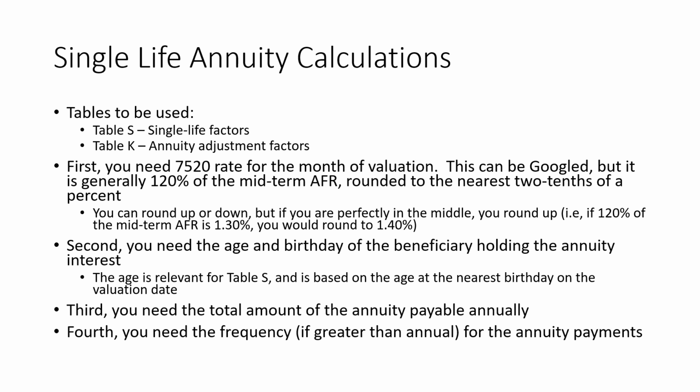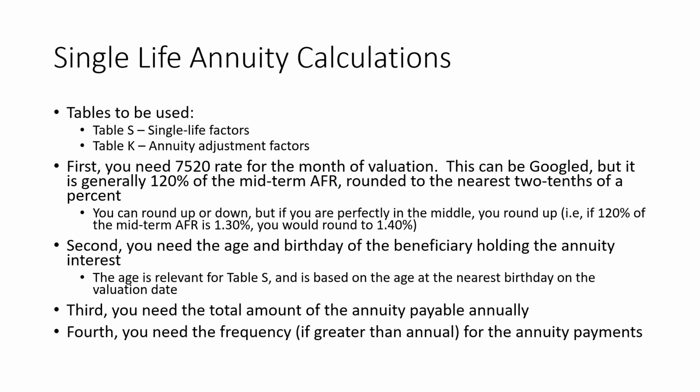Now, we're going to have two tables to be used here potentially. You'll always use Table S, which has single life factors if you're calculating the value of a single life annuity. If the annuity is payable more frequently than annually, you also need IRS Table K, which has annuity adjustment factors.